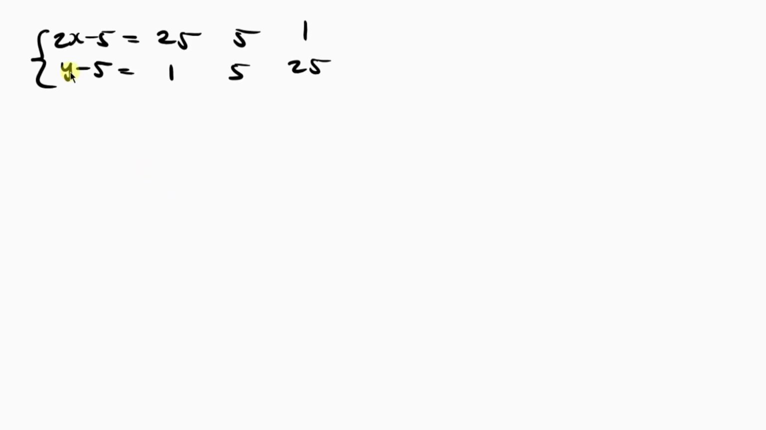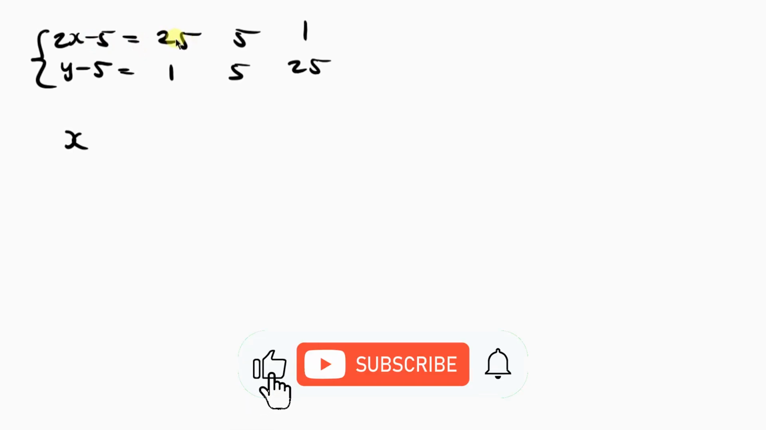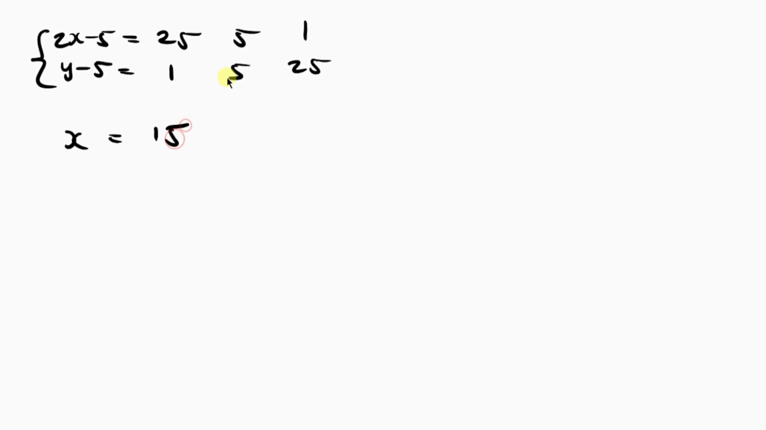So let's get the values for x and y. In order to get the value for x, I'm going to move this negative 5 to the right hand side to become positive 5. That means I'm going to add 5 to each of these terms and then divide by 2 in order to get the value for x. So 5 plus 25, that's 30, divided by 2. So x here is going to be 15. 5 plus 5, that's 10, divided by 2, that's going to be 5. And 5 plus 1, that's 6, divided by 2, I'm going to have 3.